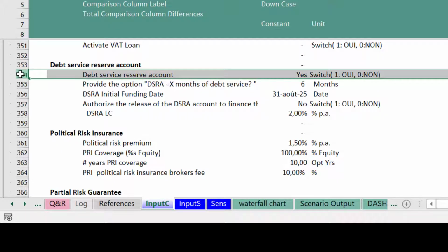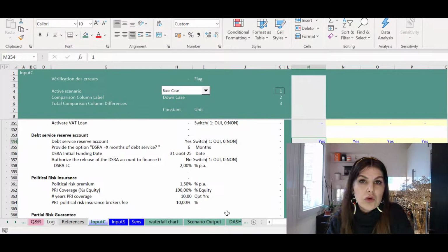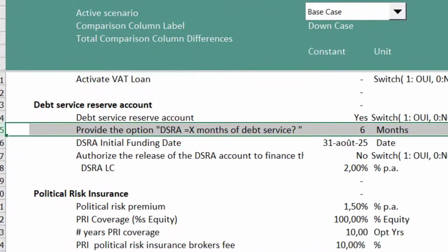If the lenders say, no, we don't require any debt service reserve account, then you just put this flag to no, and this account will be deactivated. It's just with the 0 and 1, so all the cash inflows and outflows will be 0. Very simple, but it's very flexible so that you can just include or exclude it in the project.